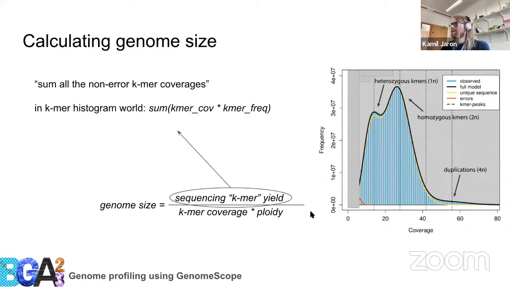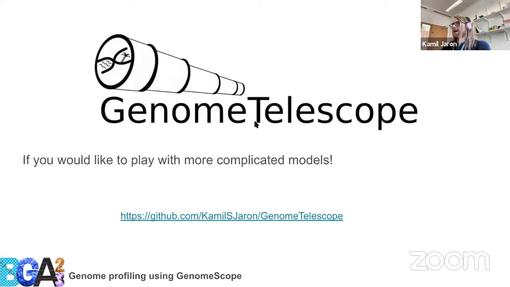Right, so what is this sequencing k-mer yield? Well, it's basically just the integral of this whole histogram. So basically what you would like to do is sum all non-error k-mer coverages. Each k-mer that is not an error k-mer, you would sum up. Because in the histogram we're not keeping every single k-mer, we're just keeping how many k-mers have a certain coverage, it will end up being multiplying the k-mer coverages times the frequencies and summing them up. Of course, here assuming that we already subtracted the errors out of these vectors. Okay.